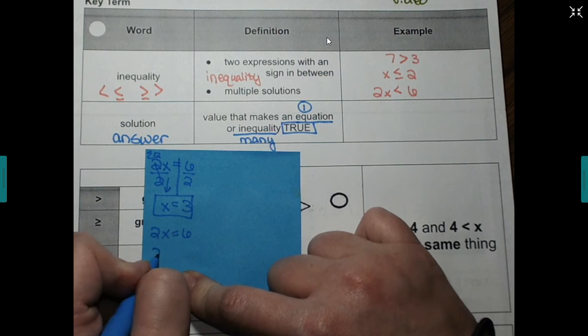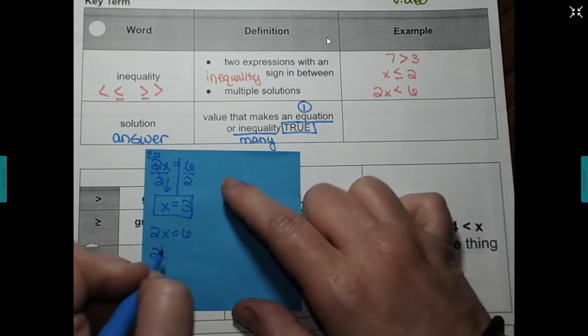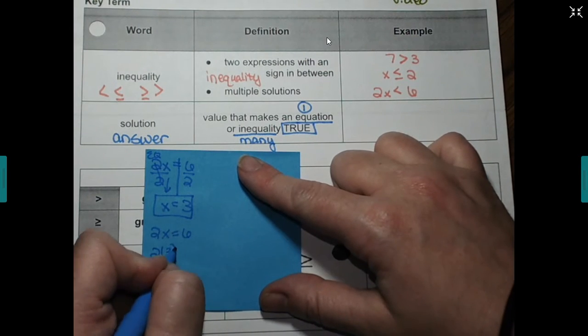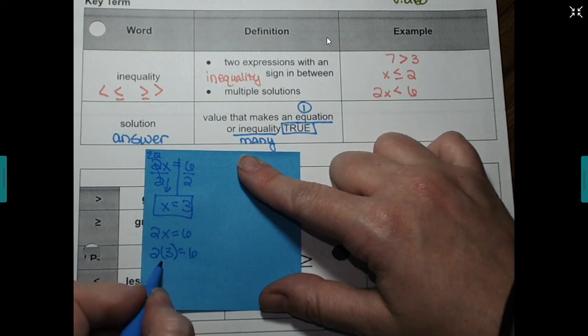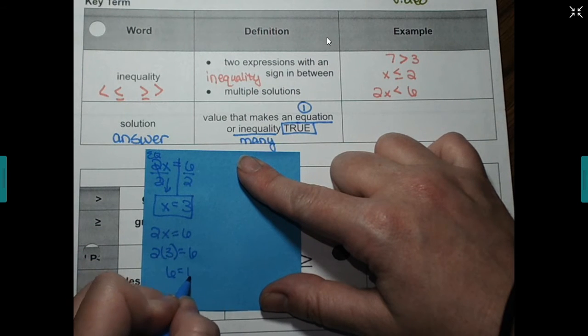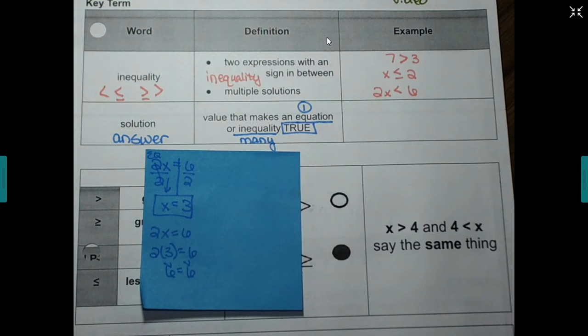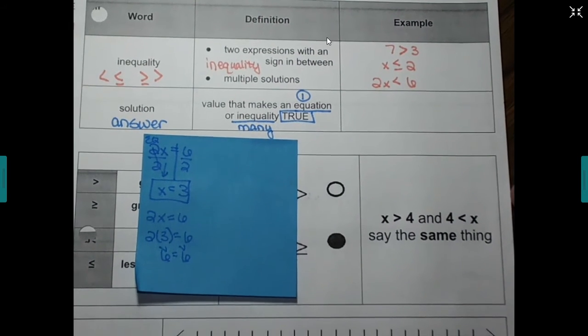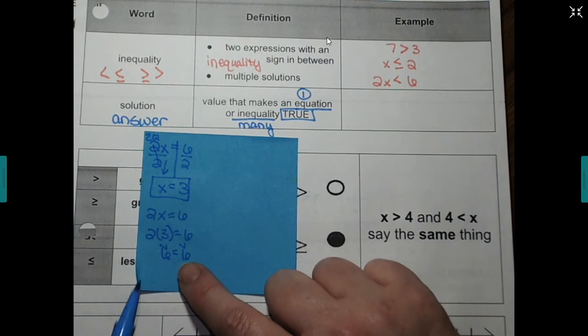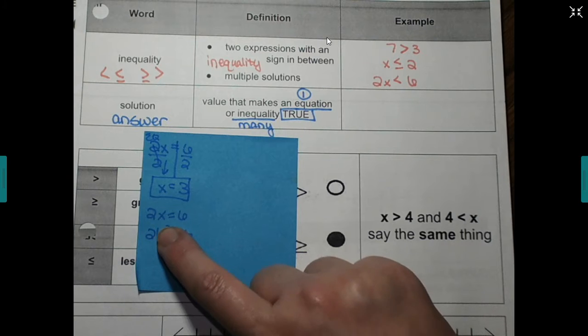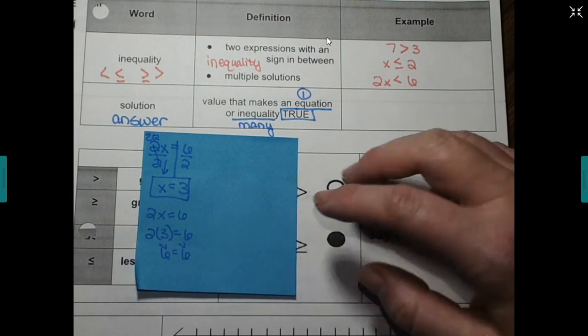So if I put 3 in for x, 2 times 3 equals 6, 6 equals 6. That is a true statement. 6 does in fact equal 6. I know that's new information for you, but it's true. So for an equation, there is only one number that's ever going to make that true. There's no other number we can put in for x that's going to make a true statement.